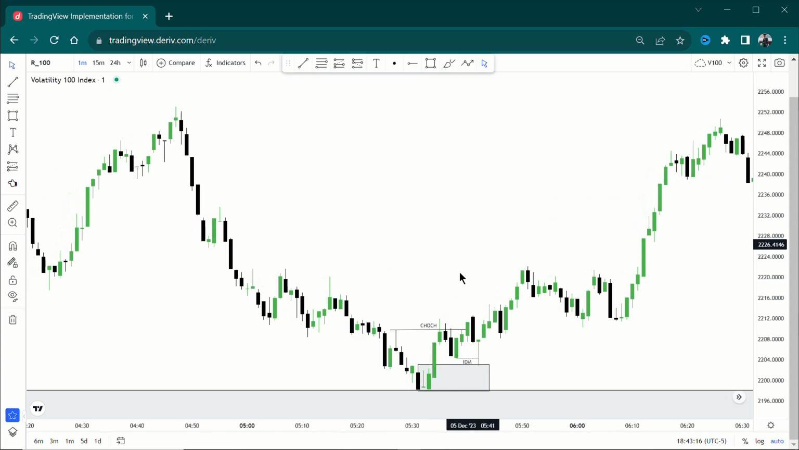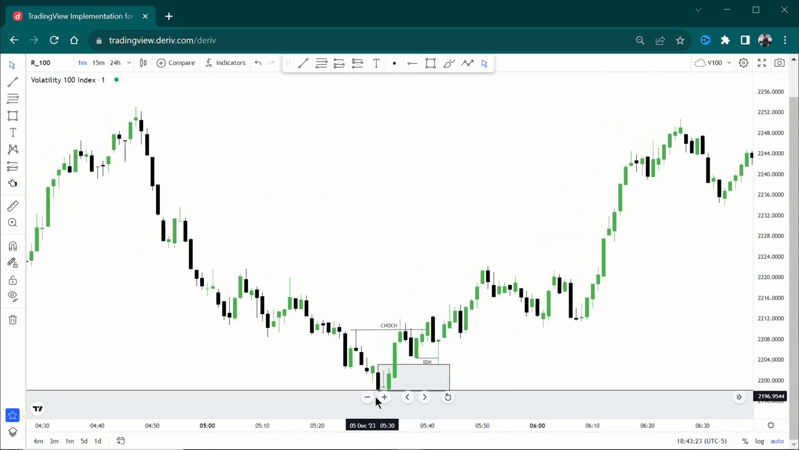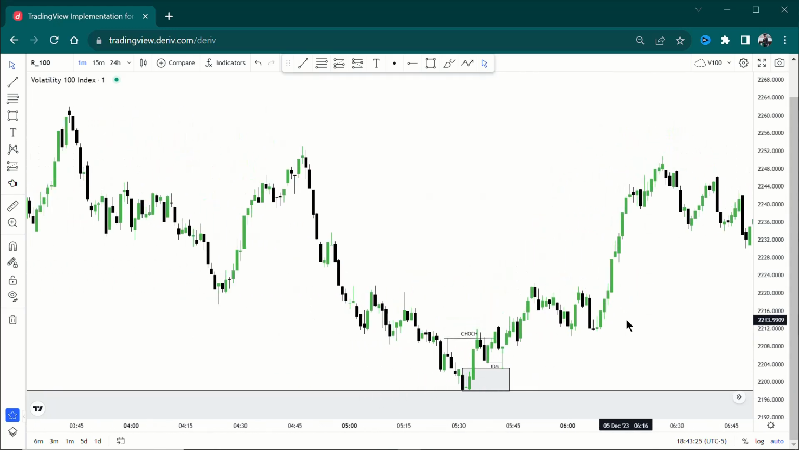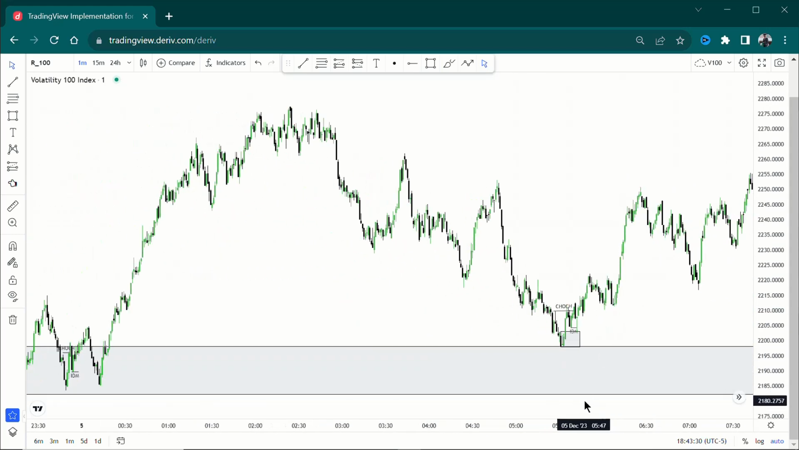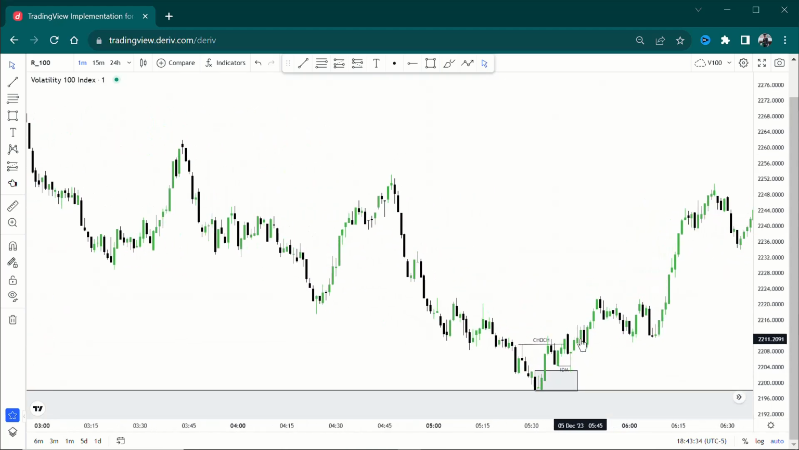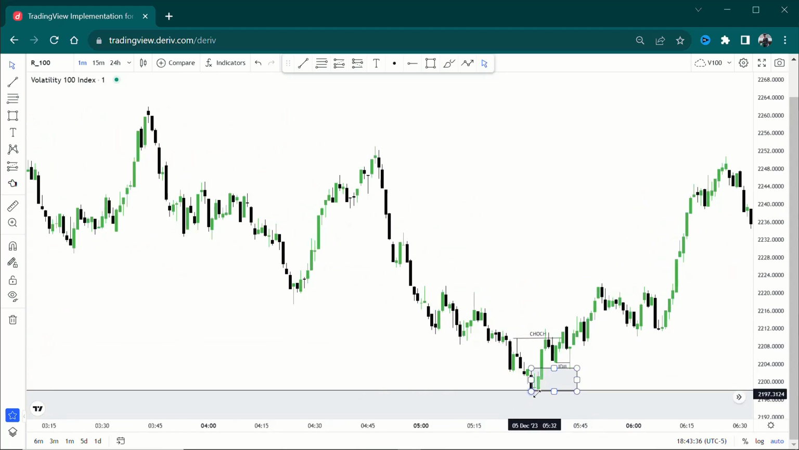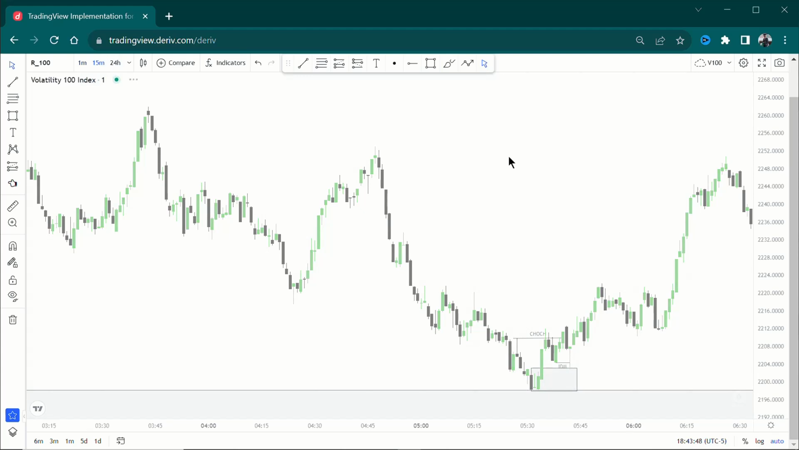So you could have entered here and then put your stop loss below the what? Below this low here. Your stop loss won't be below here. That's way too big. Your stop loss is going to be below the last low under the 1 minute time frame, after the choke has happened.